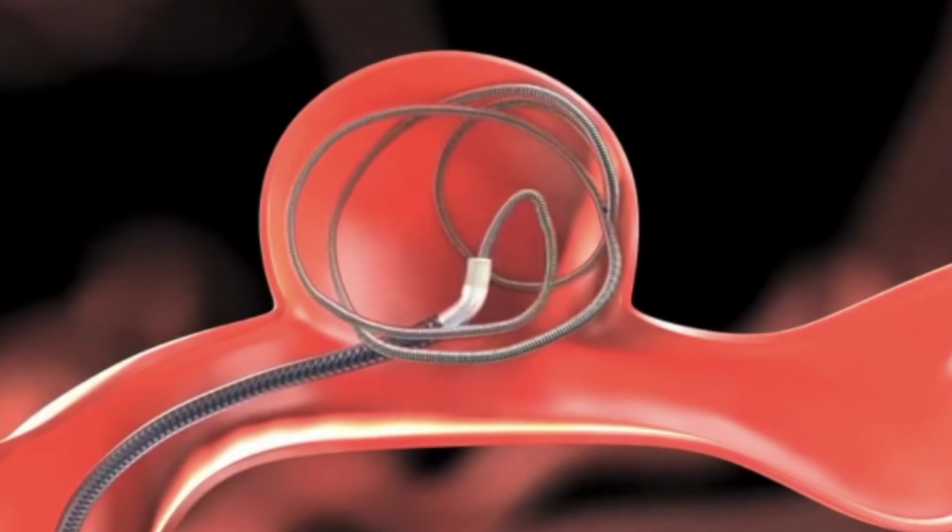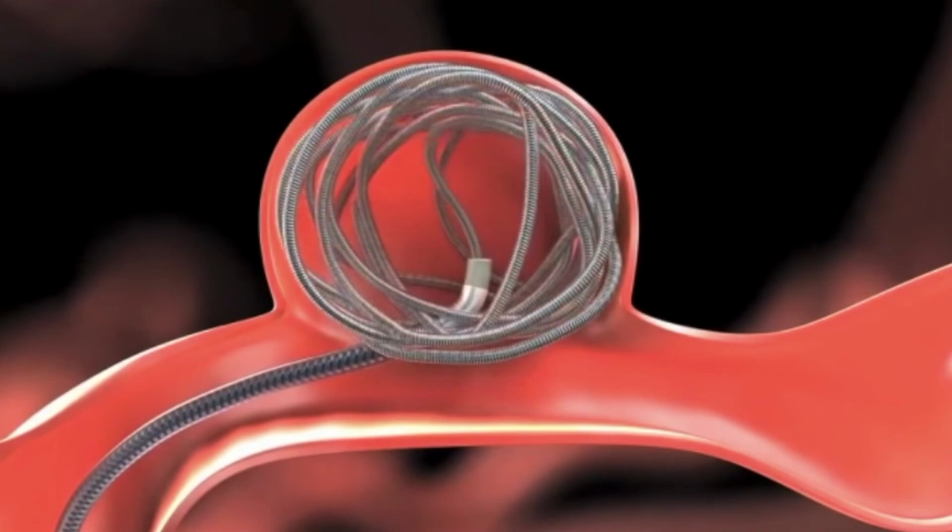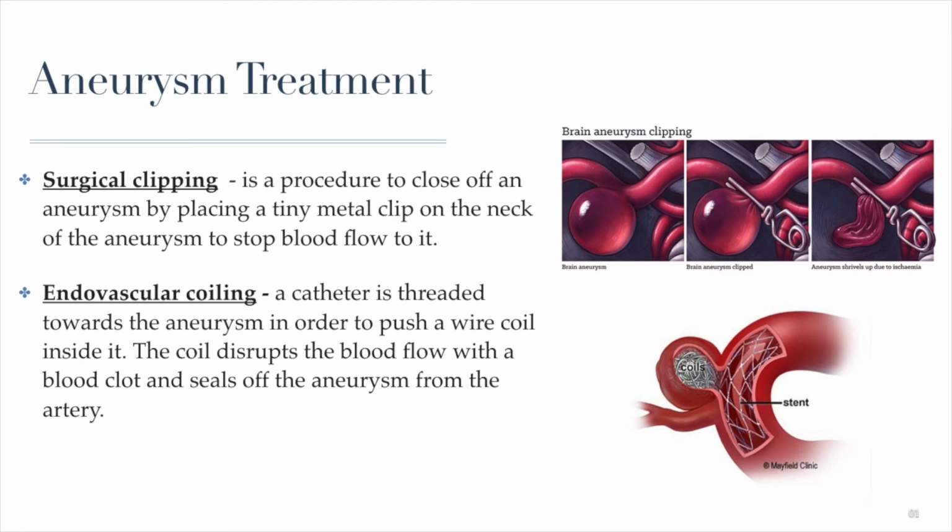And what the coil will do is it will disrupt the blood flow into the aneurysm, but it also will induce clotting. This is something called embolization. Now, an embolism is a clot. So it's going to induce clotting within the aneurysm, and that will essentially prevent blood from entering into that balloon and therefore disrupting the aneurysm itself. Endovascular coiling is a much safer approach than surgical clipping, but it is not as effective as surgical clipping. So, they have their pros and their cons.